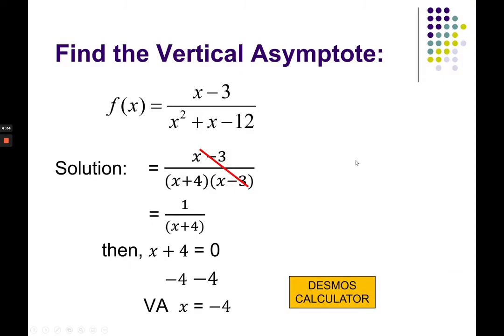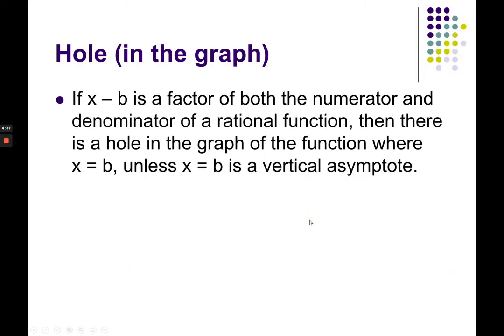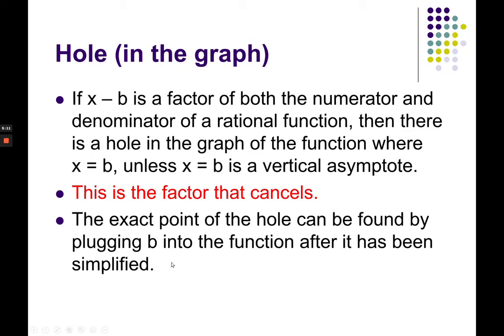Now, I mentioned that it's a hole as it actually shows on the graph. Let's go back to your PowerPoint. What is actually a hole? If the factor x minus b is in both the numerator and the denominator of a rational function, and so it is cancelled, then there is a hole in the graph of the function. If you equate x minus b equal to 0, b is the location of your hole, unless b is the vertical asymptote; it should not be the vertical asymptote, since it is the factor that was cancelled. The exact point of the hole can be found by plugging b into the function after it has been simplified.